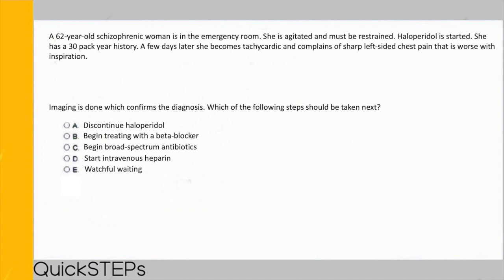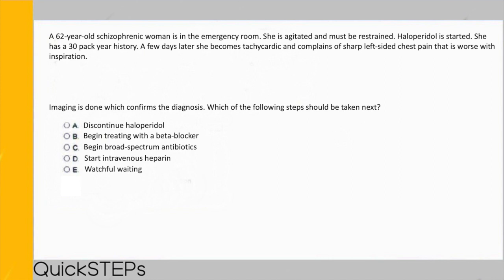Now, typically, step 1 doesn't really test the next best step kind of question, but this one is actually very, very high yield, and so they do test it. So what's going on with this girl? If you're saying pulmonary embolism, you're correct. So what would be the next best thing to do? Do you want to discontinue the haloperidol?